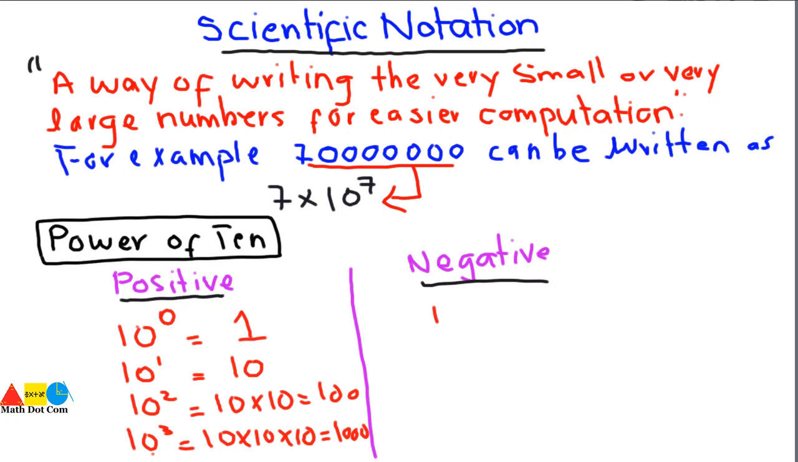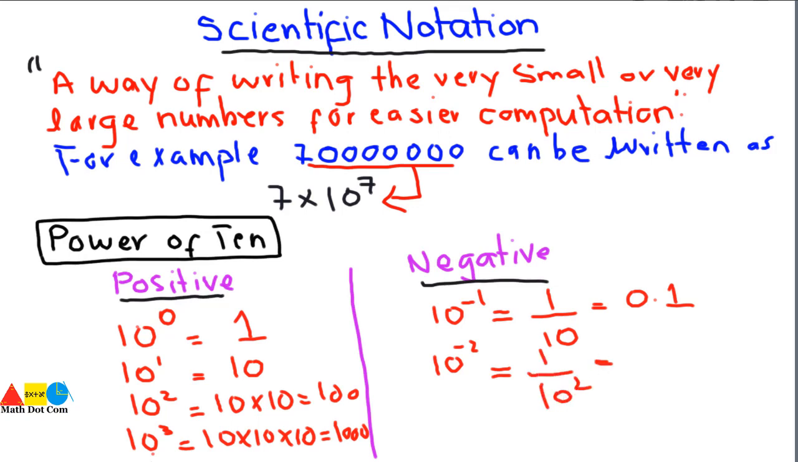If we have 10 raised to power minus 1, what does it mean? It means we have to move it to the denominator, and then we divide by the normal division method. We will get 0.1. Then if we have 10 raised to power minus 2, it means we will move it to the denominator. It becomes 10 squared. Then 1 divided by 10 squared means 1 divided by 100, which will give you 0.01.